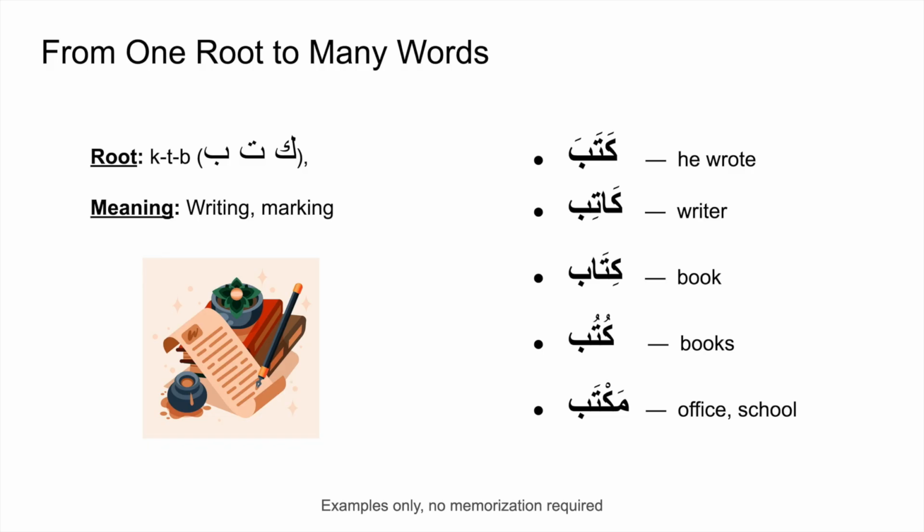When you recognize the root, meaning begins to connect naturally. A single root gives rise to many related words. This is how Arabic builds meaning, through families of meaning, not isolated words. These patterns repeat throughout the Quran. With continued exposure, they become easier to notice over time.